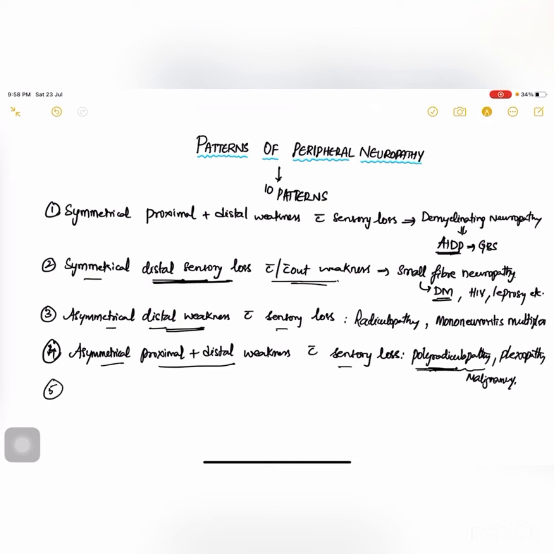The fifth pattern is asymmetrical distal weakness without sensory loss.